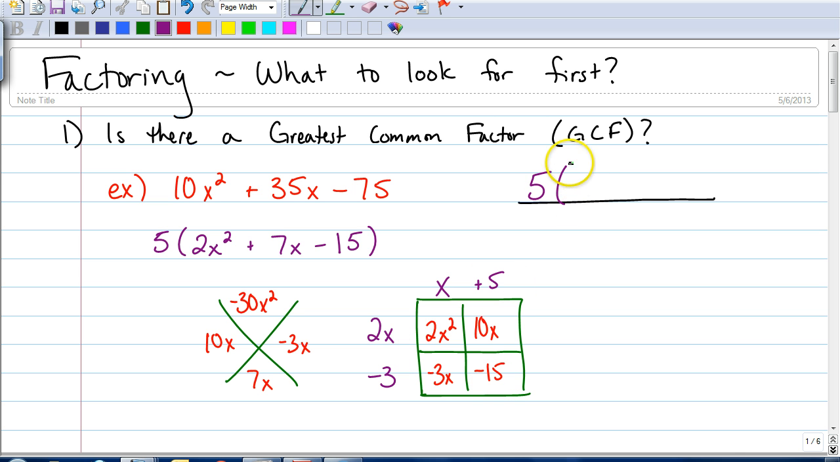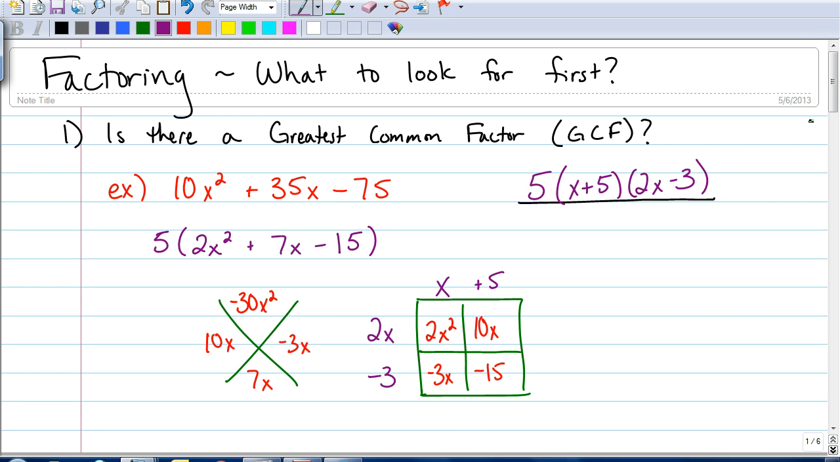So my answer would be 5, and then it doesn't matter what order we put these in. I could say x plus 5 times 2x minus 3, or I could have said 2x minus 3 times x plus 5. But either way, these 3 would be your factors. That would be the factored form of 10x squared plus 35x minus 75. So that's the first thing to look for.